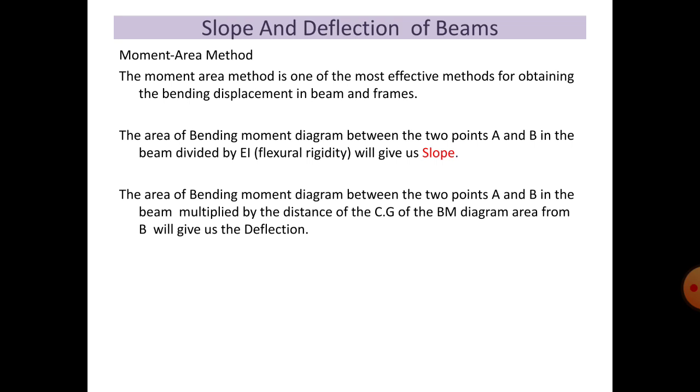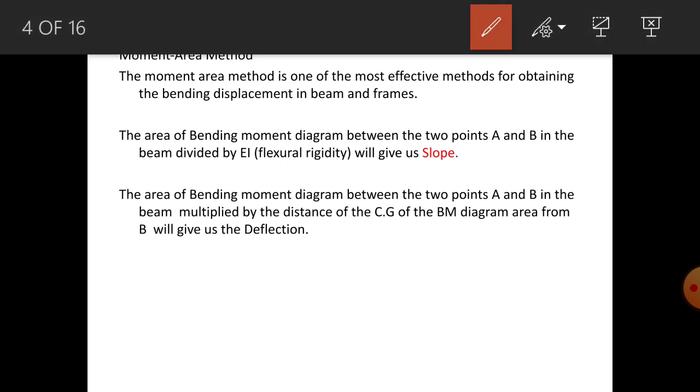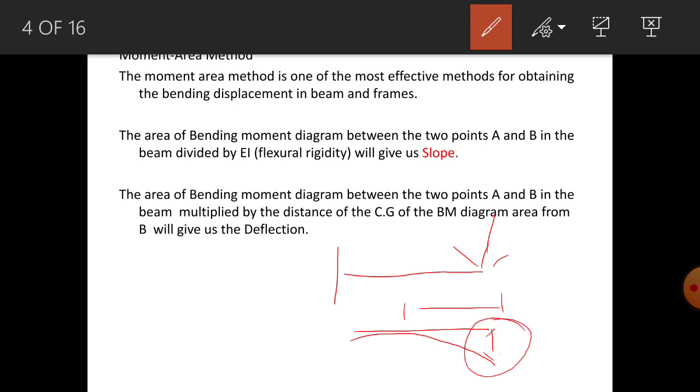If this is your beam, suppose this is your beam, right, and this is your loading, right? So what you will do, this will be your deflection, right? So deflection is here. From where we want, wherever is the center of gravity of the bending moment, from there to the point where you want the deflection.